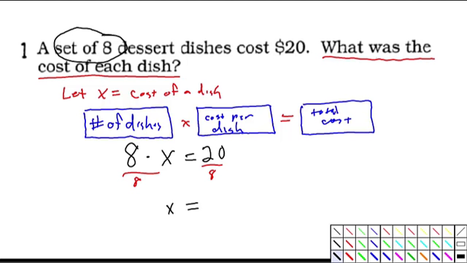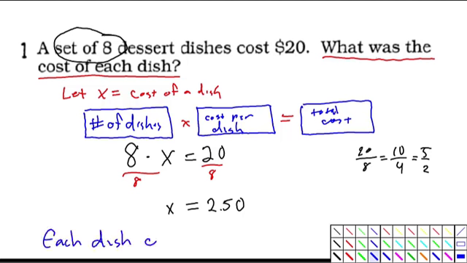Let me simplify this a couple times. So this will be, let me see, I'll write on the side over here. So 20 over 8 is equal to 10 over 4, which is equal to 5 over 2, which is 2.50. So really, what is the cost of each dish? Each dish costs $2.50. All right, that's it.